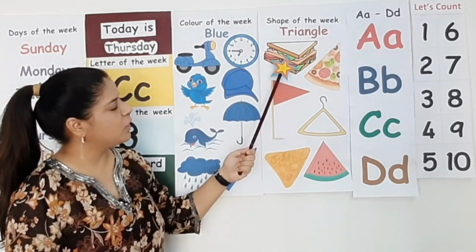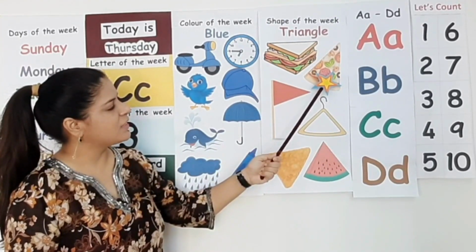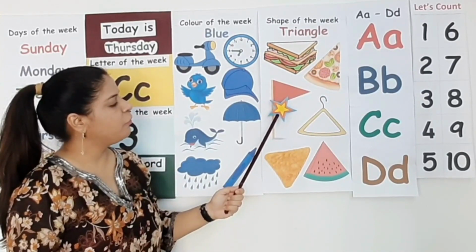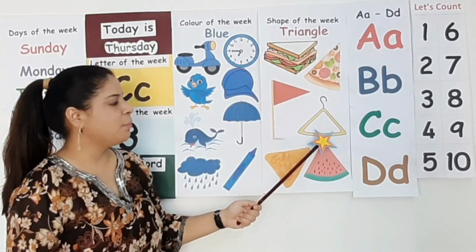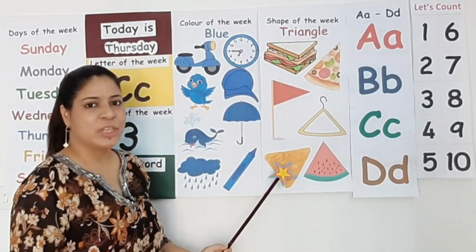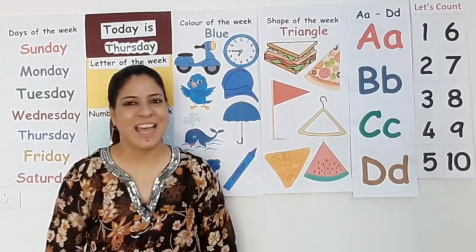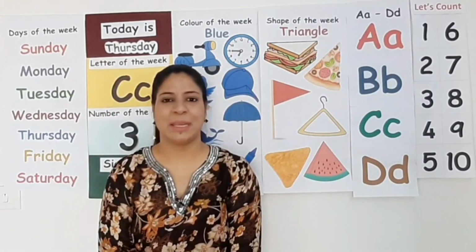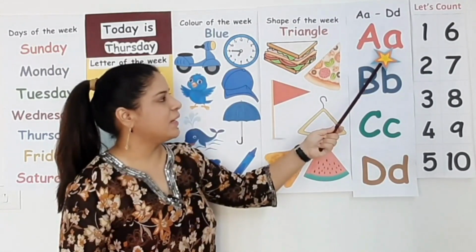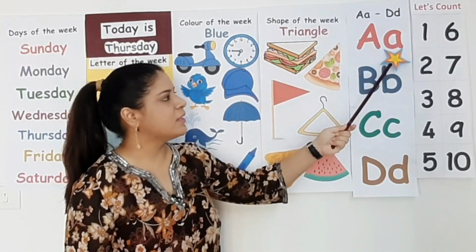Now say along with me. Triangle shaped sandwich, triangle shaped pizza slice, triangle shaped flag, triangle shaped hanger, triangle shaped tortilla chip, triangle shaped watermelon slice. Well done. Now let's say the sounds of letter A, B, C, D. This is letter A. This is uppercase letter A. This is lowercase letter A.